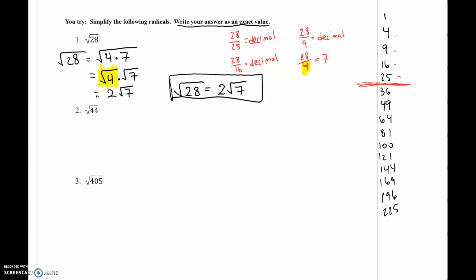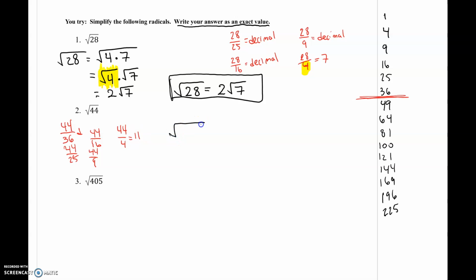So, 44. What are the numbers that are smaller than 44? Looks like we're going to add 36 to the list. And again, if you need to go through this the long way, you would try, like I would type in the calculator 44 divided by 36, but that's a decimal. 44 divided by 25, that's a decimal. 44 divided by 16, that's a decimal. 44 divided by 9, that's a decimal. 44 divided by 4, though, that's 11.